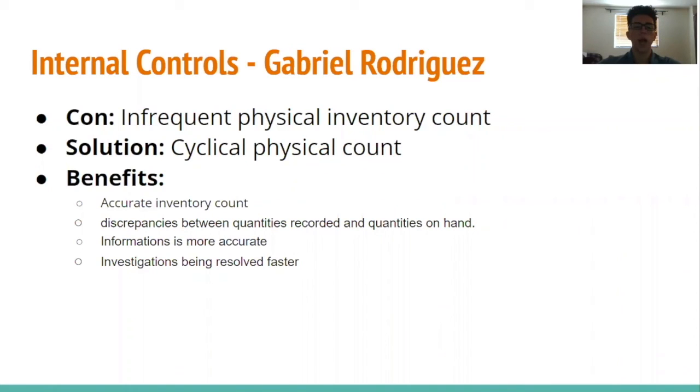This will allow for a more accurate count of inventory and determination of discrepancies between quantities recorded and quantities on hand. If an investigation does occur, the information that will lead to a solution will be more readily available and the problem has a higher chance of being resolved.